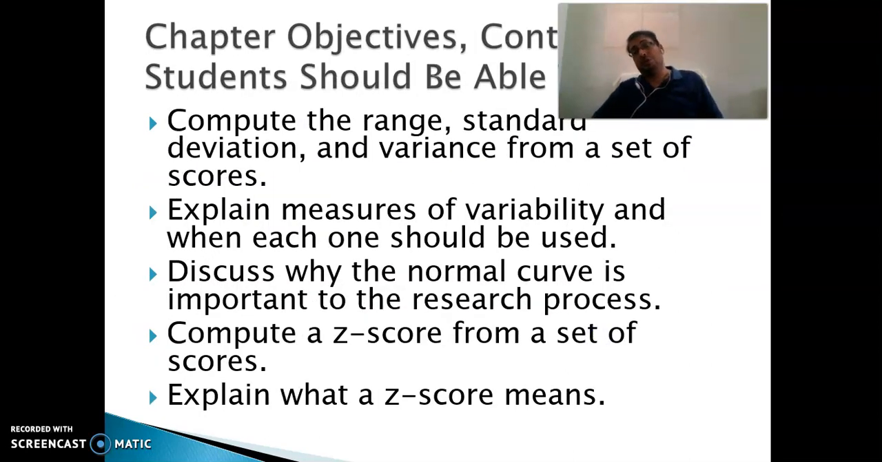Then you also will be able to compute the range, standard deviation and variance from a set of scores. Then you will be able to explain measures of variability and when each one should be used. Then we'll discuss why the normal curve is important to the research process. Then how to compute a z-score from a set of scores, and we'll explain what a z-score means.